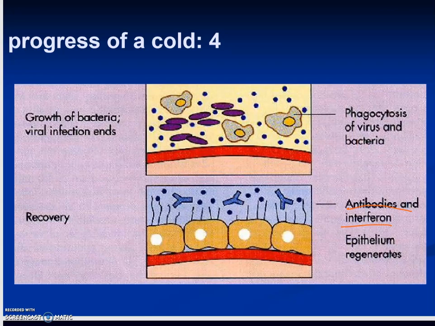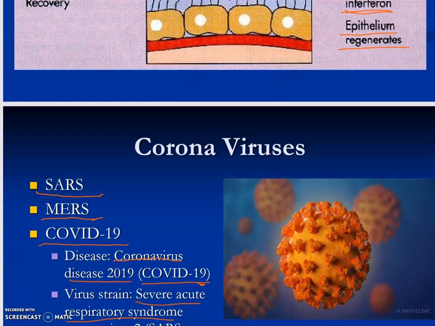And eventually your antibodies will be ready, and your cells will also make some interferon, warning neighboring cells to guard themselves from viral infection. And you will end up recovering, your epithelium will regrow, and you'll be done with that cold.